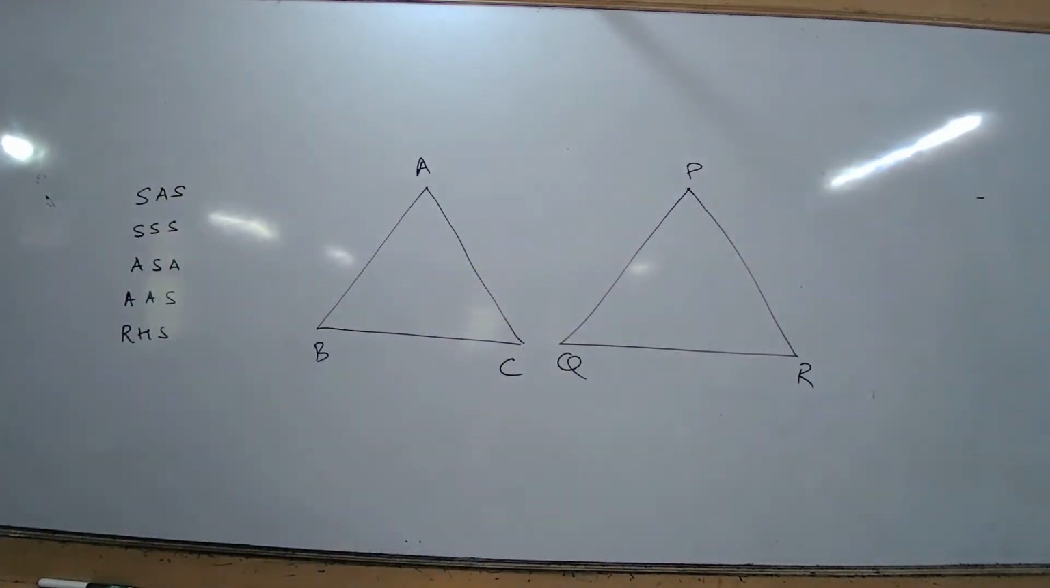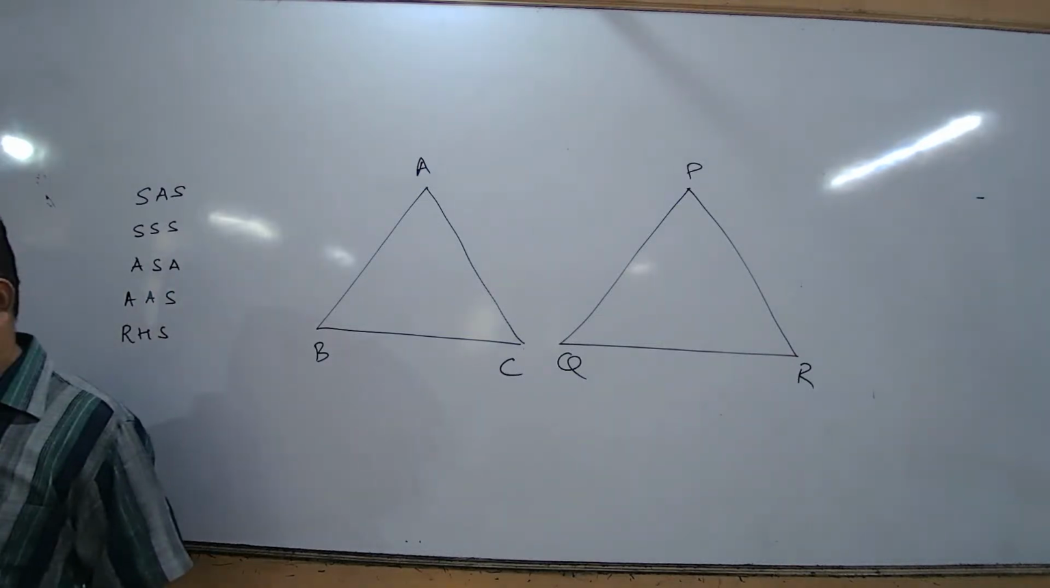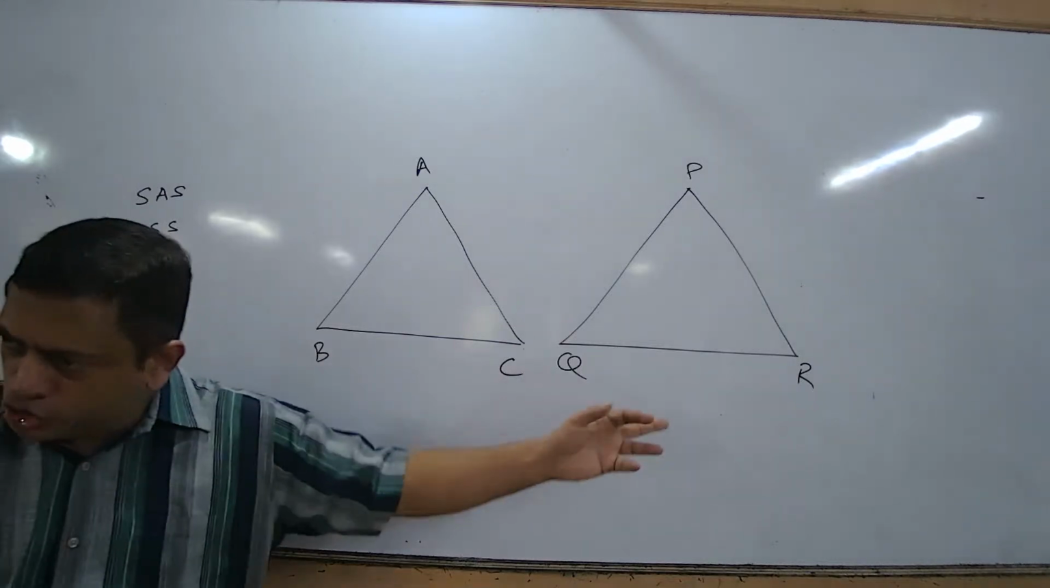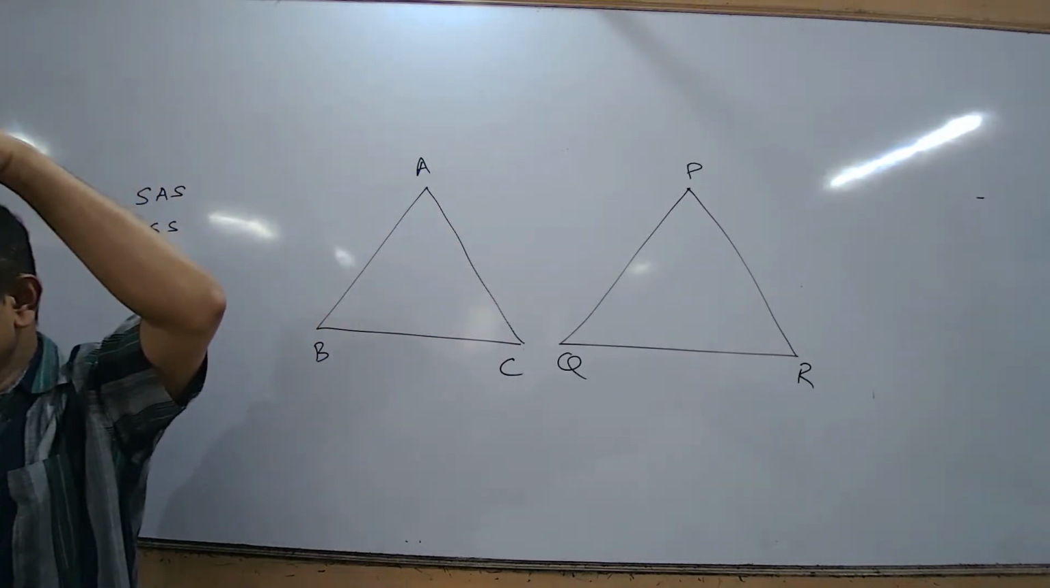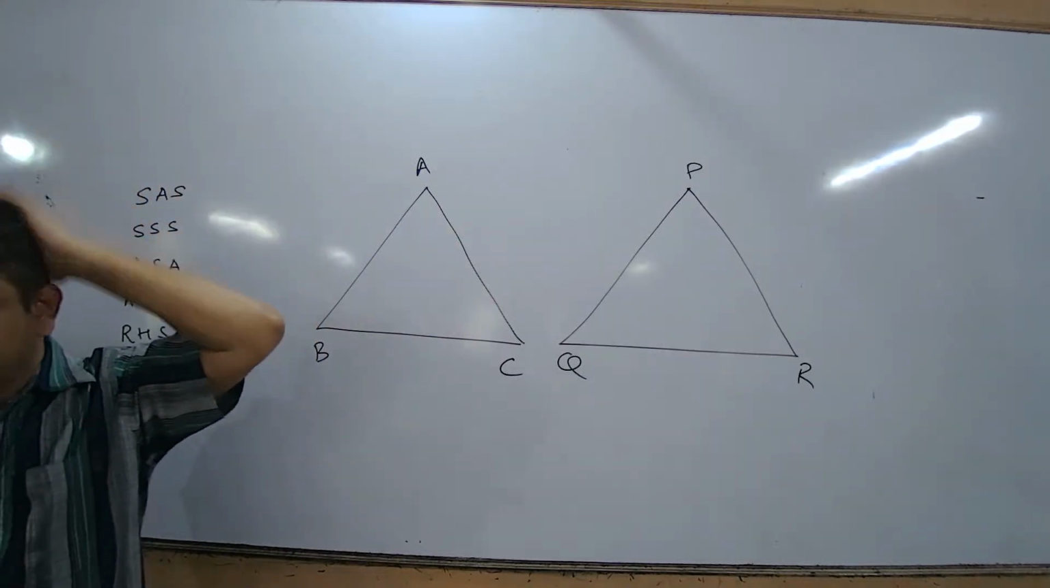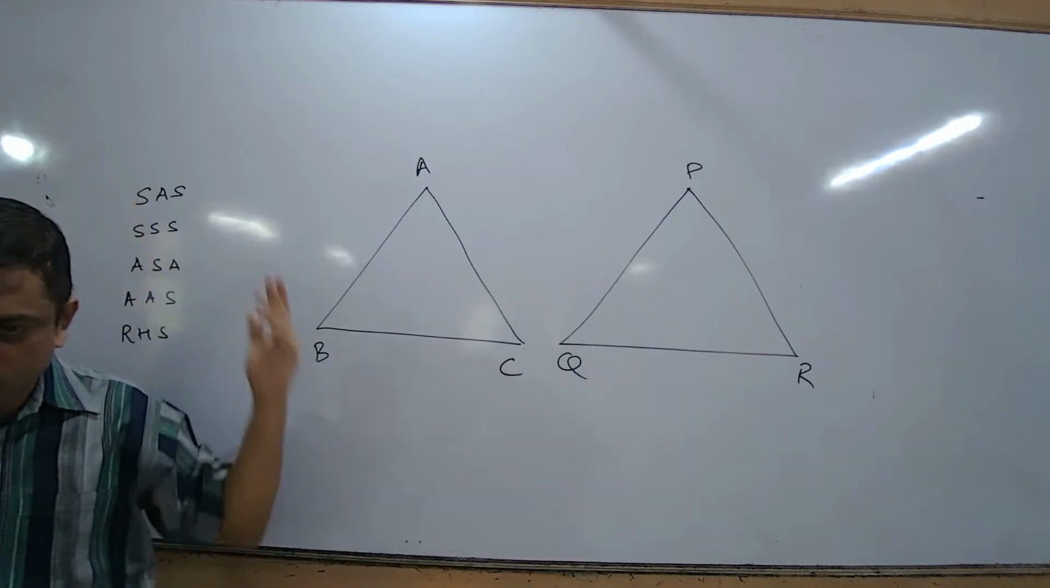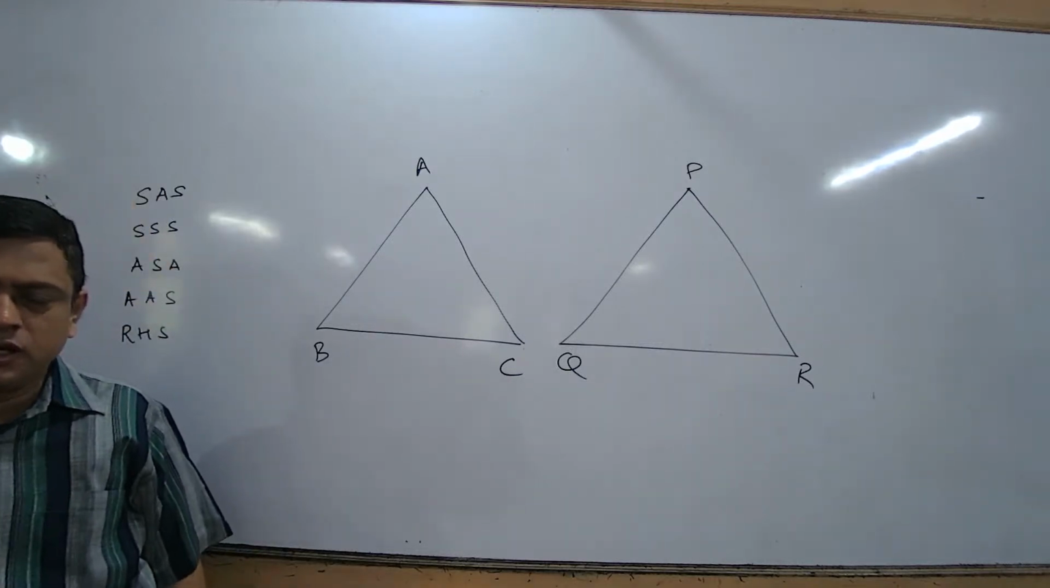What do you mean by AS? Two angles on any one side. Angle A is equal to angle P, angle B is equal to angle Q, and BC is equal to QR. If you take another side, then it will be AAS. Understood or not? Sit down. Tell now one more.